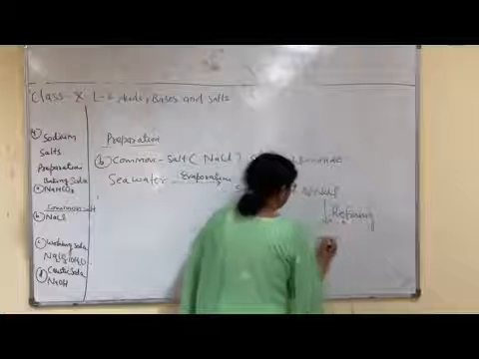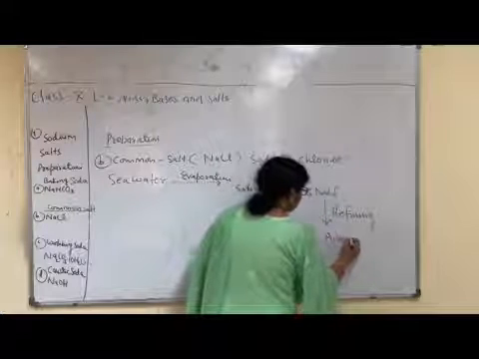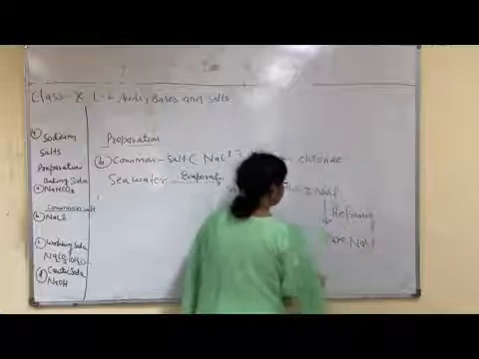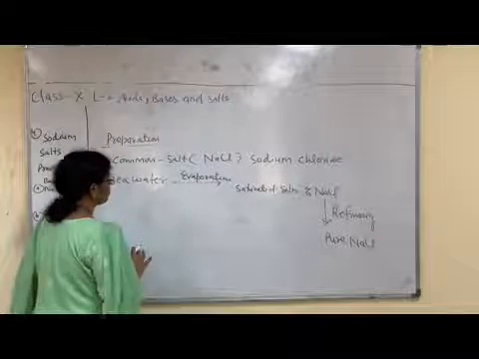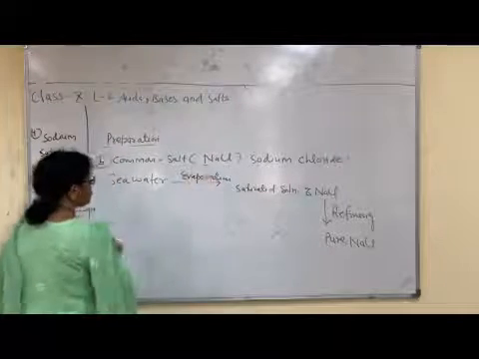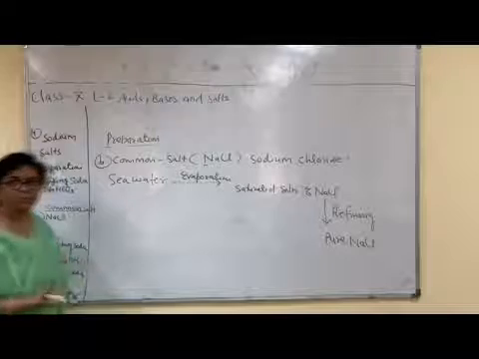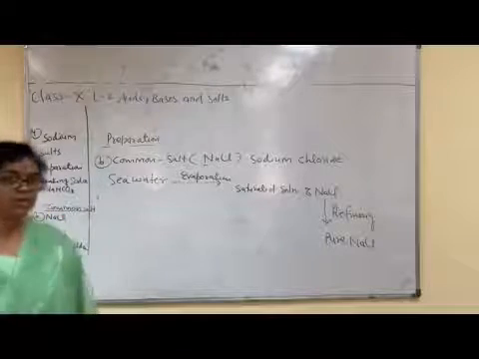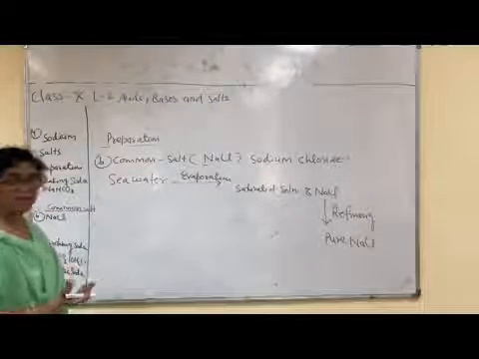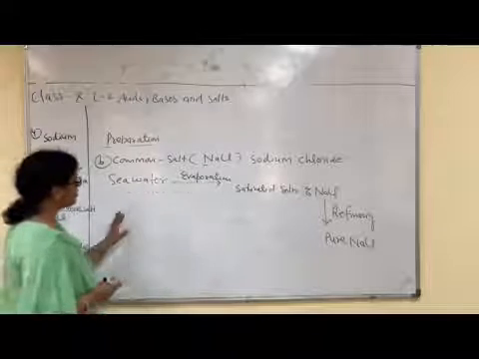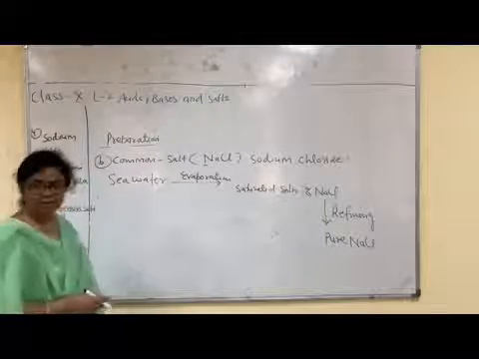By refining, what is obtained? Pure sodium chloride. Right? So this is the outline for preparation of common salt from seawater. And you know, the laboratory method is by reaction between HCl and sodium hydroxide. What is obtained? NaCl is obtained. But this is the commercial method, the industrial method.